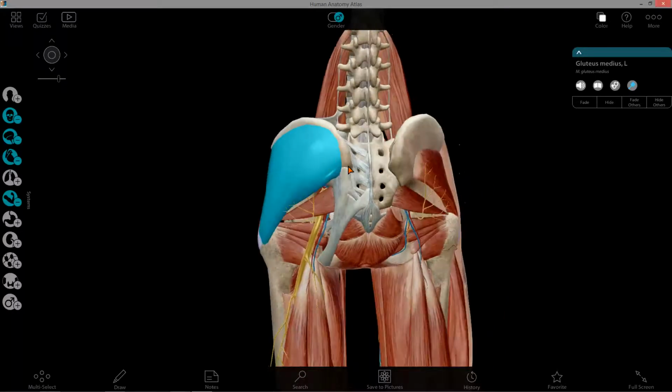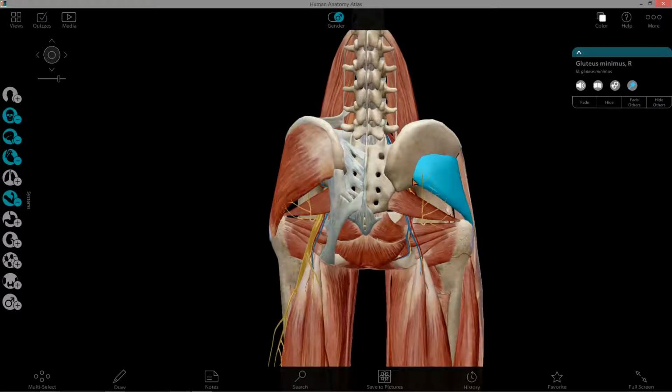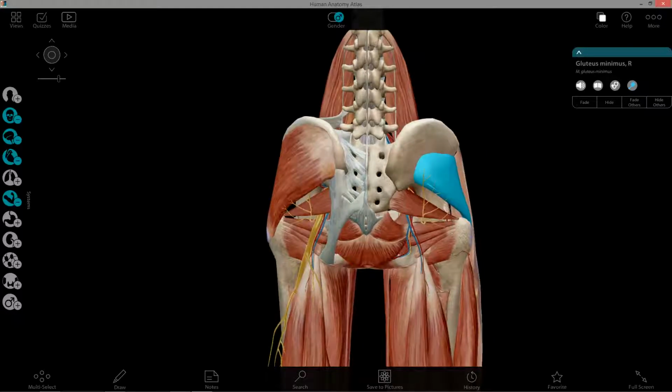As can be seen, gluteus medius attaches all the way to the top of the iliac crest, whereas gluteus minimus attaches far below that point. But they both have the same action as well. They both function to abduct the femur at the hip joint and provide medial rotation of the thigh about the hip joint.